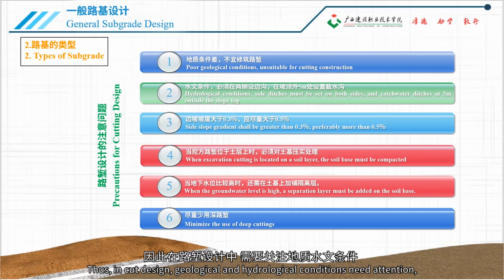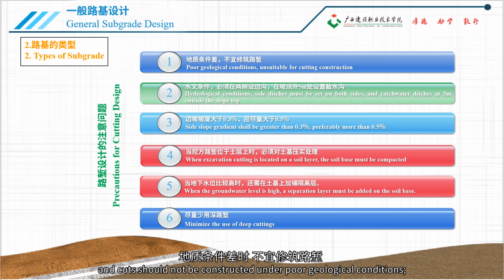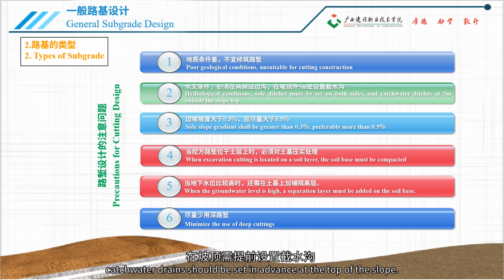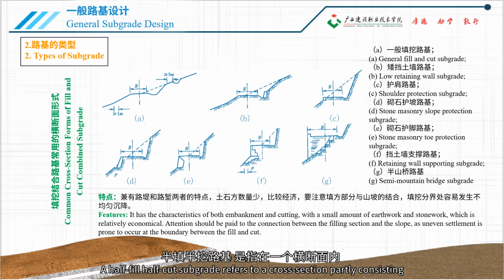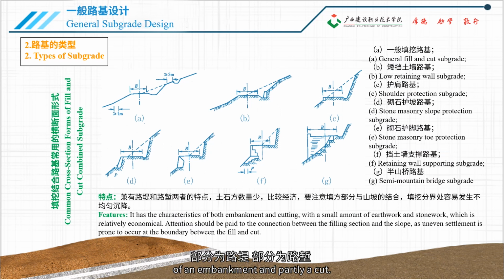Thus, in cut design, geological and hydrological conditions need attention, and cut should not be constructed under poor geological conditions. Catchwater drains should be set in advance at the top of the slope. A half-fill, half-cut subgrade refers to a cross-section partly consisting of an embankment and partly a cut.